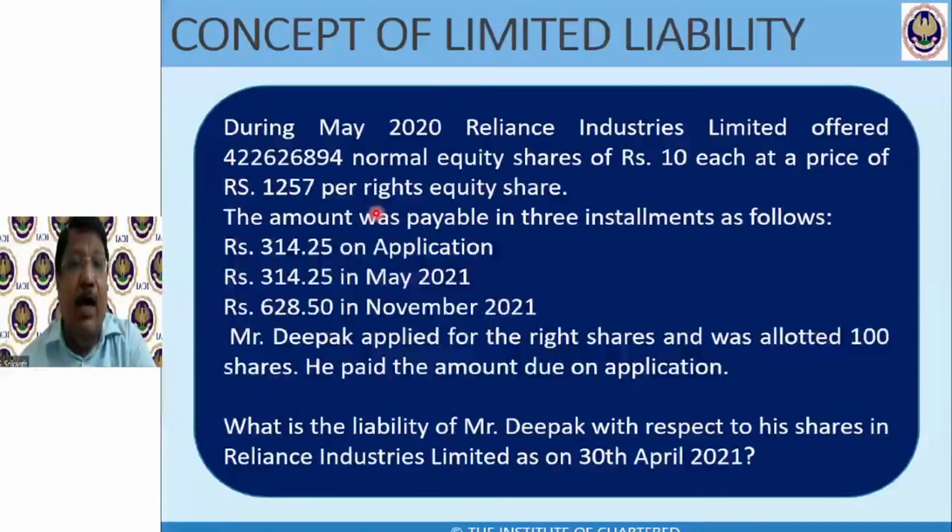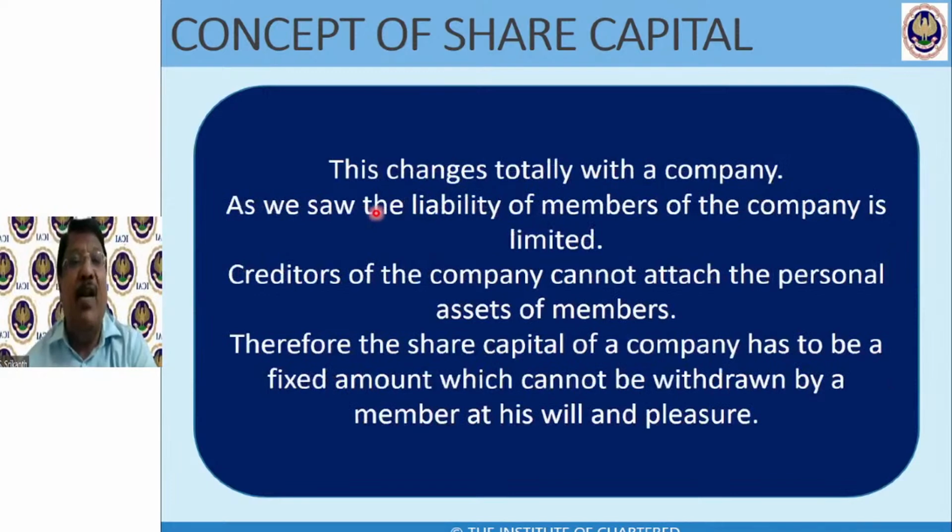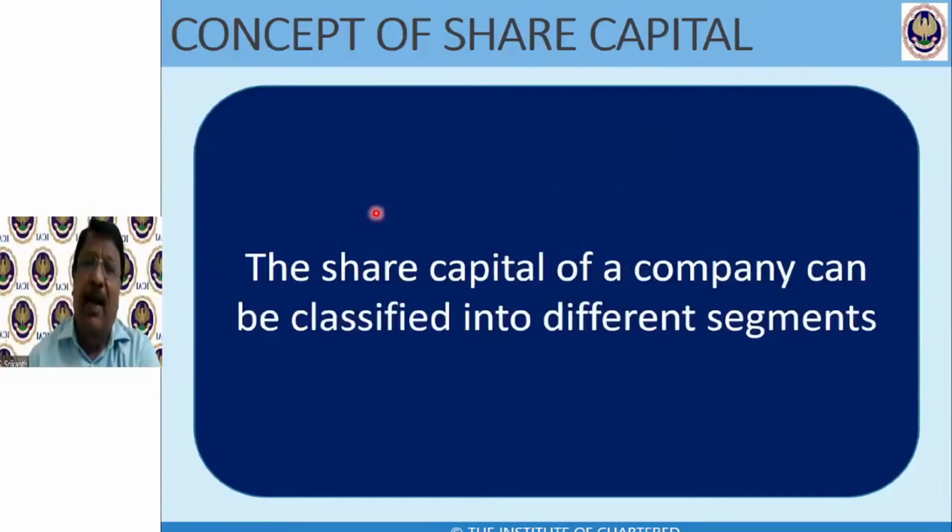So in Reliance, uncalled capital is 314.25 plus 628.5, whereas 314.25 is authorized, issued, subscribed, called up and paid up. The balance amount is authorized, issued, subscribed, uncalled, and therefore not paid up. So in the balance sheet, only 314.25 will come. Uncalled capital will not be shown there, but it will be shown in information relating to share capital. It will be given as a note. A separate note will be there regarding this.